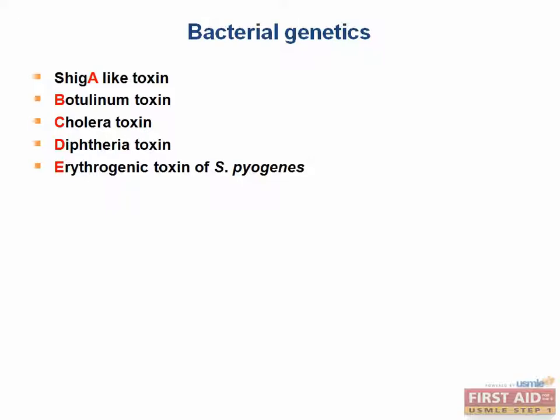In these examples, the bacteria are non-toxic until they become infected with a lysogenic phage carrying the gene for that toxin. For example, Corynebacterium diphtheriae only produces diphtheria toxin after it's been infected with the phage carrying the gene encoding the diphtheria toxin. This brings us to the end of the basic bacteriology lecture.